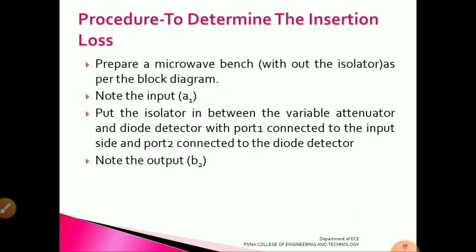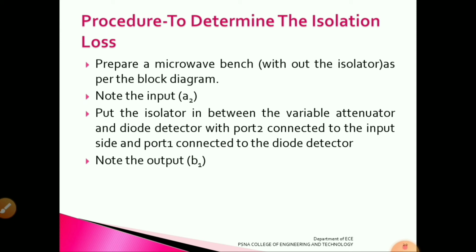Now we will see the procedure to determine the insertion loss. Prepare the microwave workbench without the isolator inserted between the variable attenuator and the diode detector. Now note down the input. Then in order to measure the output, put the isolator in between the variable attenuator and the diode detector, and port 1 has to be connected to the input side and port 2 has to be connected to the diode detector. Note down the output.